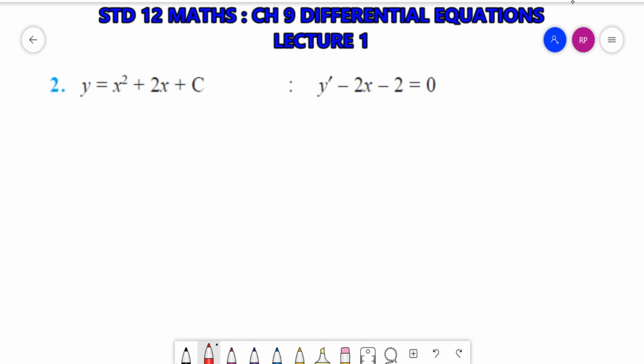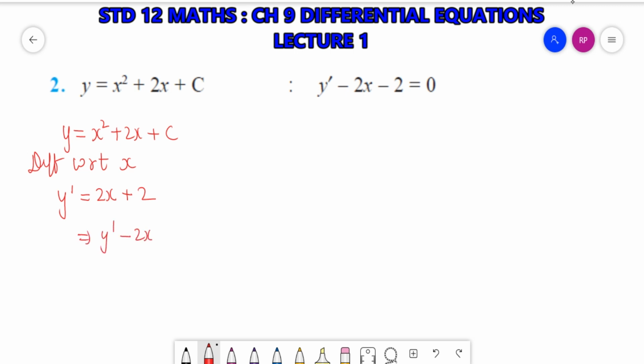Now you have to show that y equal to x square plus 2x plus c is the solution of this differential equation. Differentiating with respect to x, the derivative of y is y dash, x square gives 2x, the derivative of 2x is 2. This implies y dash minus 2x minus 2 equal to 0. Hence it is proved. So this was about question number 2. Just note it down.